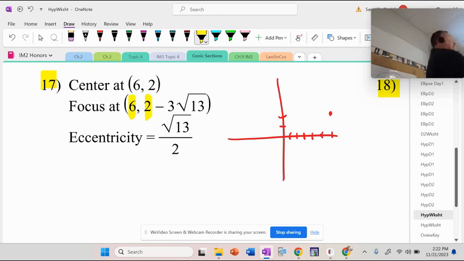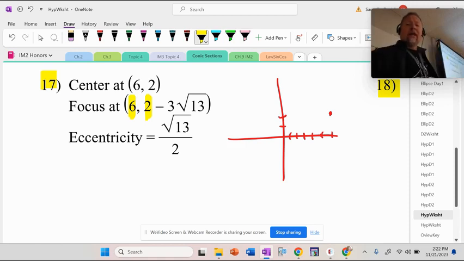I know you're going to hate this, but 3 squared is 9. 9 times 13 is 90 plus 27. 9 times 10, 9 times 3. So that's 117. This is equal to the square root of 117. What's the square root of 121? 11. So I'd have to go quite a bit down, like almost 11 spaces to get that focus.